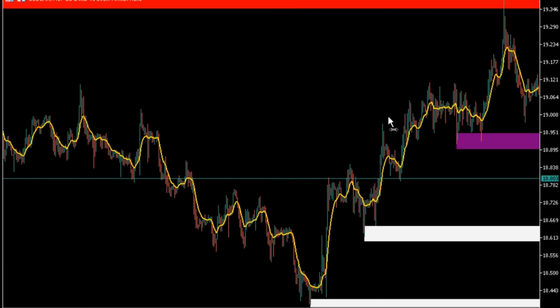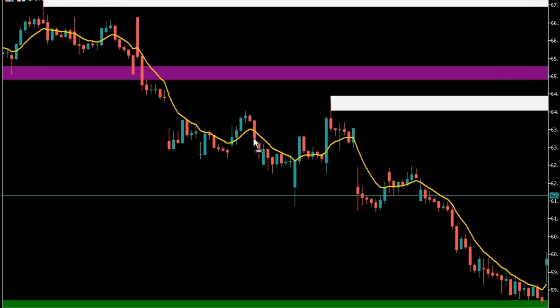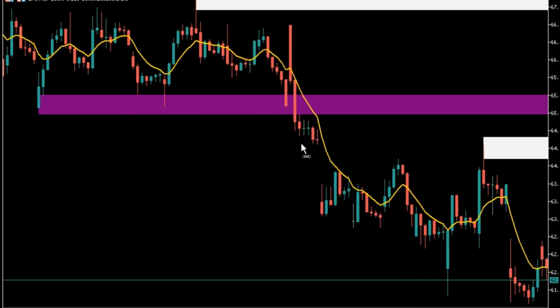So guys, let's jump straight in and I show you how we set up this indicator, how we use it to find trades, and how we use it in conjunction with the T-line.